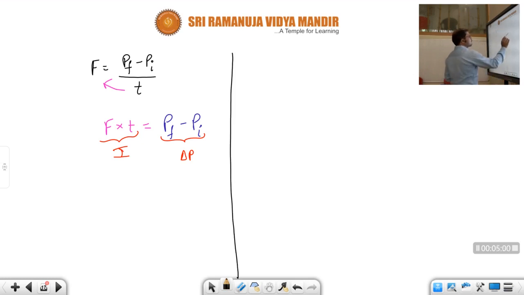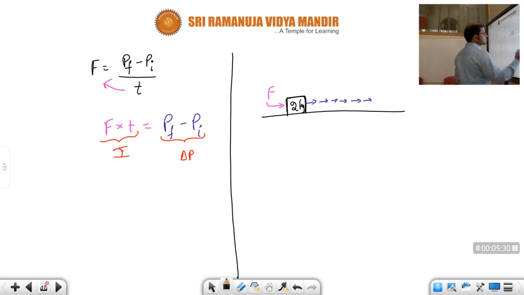Children, let us consider a block of mass 2 kg. Some force is applied on this block. Due to this force, what happened? The block started moving and reached some other place. Here the mass of that particular block doesn't change.